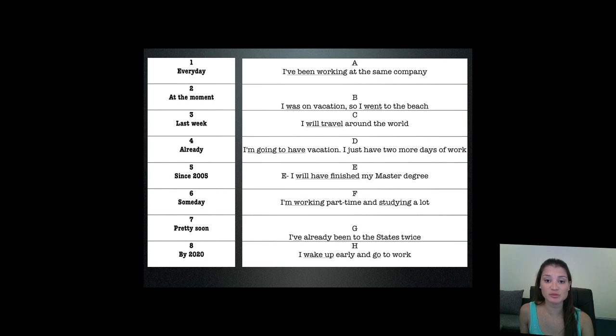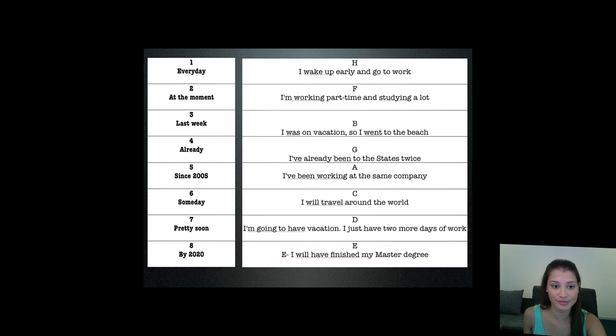Here I have the same expressions that I provided on the slides before, from 1 to 8. And I have some simple sentences from A to H. Being A, I've been working at the same company, and H, I wake up early and go to work. Now, think of how you can match the numbers from 1 to 8 with the letters from A to H. What I mean is, what sentence goes better with every day? Also take notes. If you're ready, we can move on to the next slide.